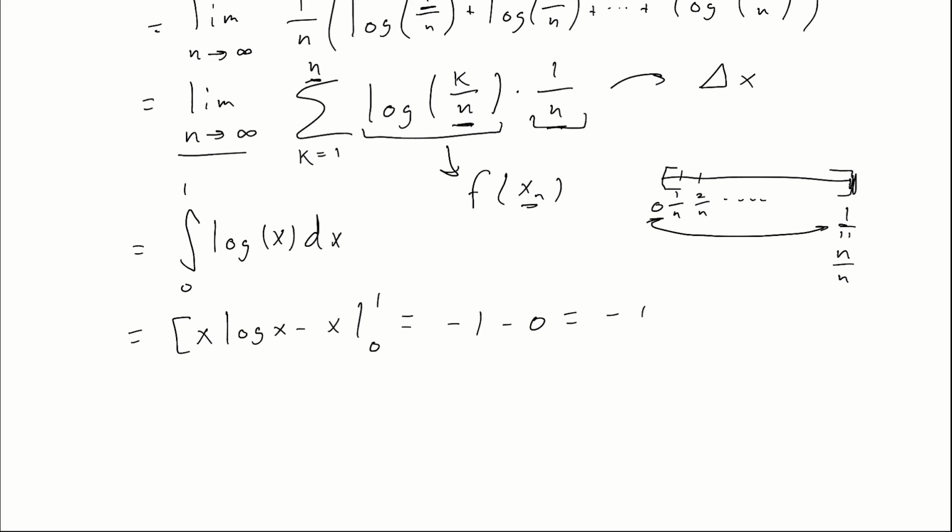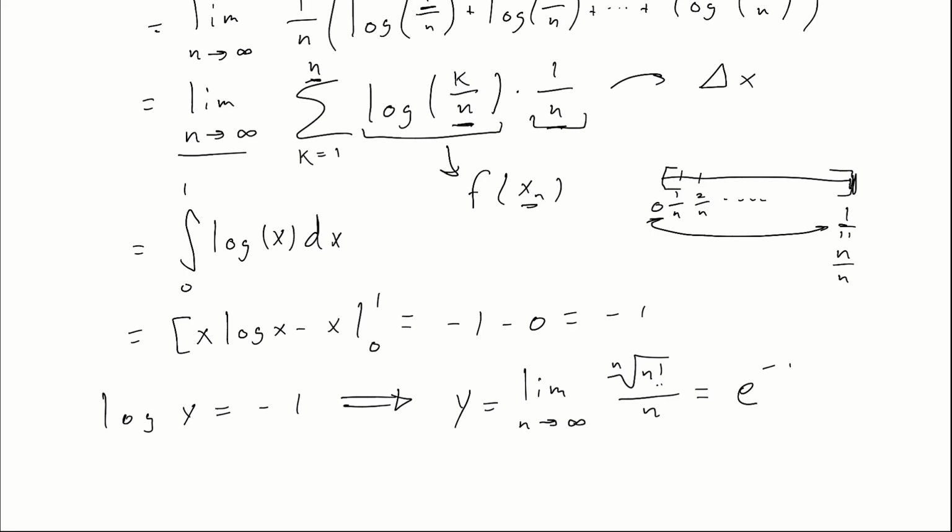So what do we get at the end? We end up getting that log of y equals -1. Exponentiating both sides, the limit we're looking for is actually just e to the -1, which is exactly what we were looking for.